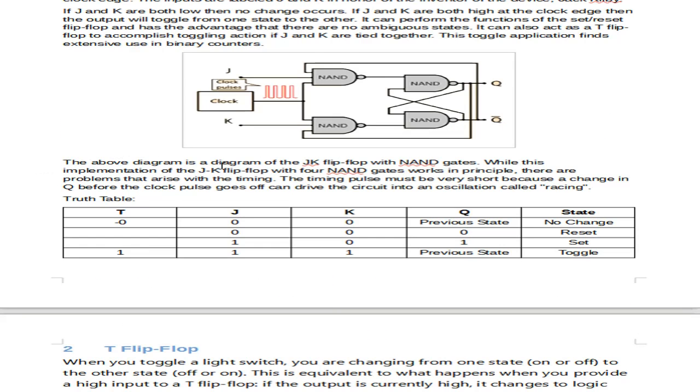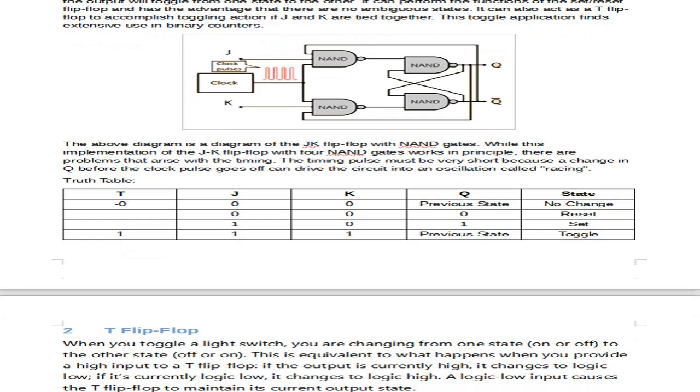This toggle application finds extensive use in binary counters. The above diagram is the diagram of the JK flip-flop with NAND gates. While this implementation of the JK flip-flop with 4 NAND gates works in principle, there are problems that arise with the timing. The timing pulse must be sharp because a change in the Q before the clock pulse goes off can throw the circuit into oscillation called racing.